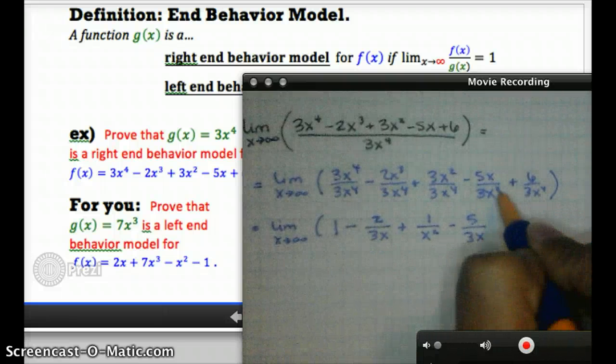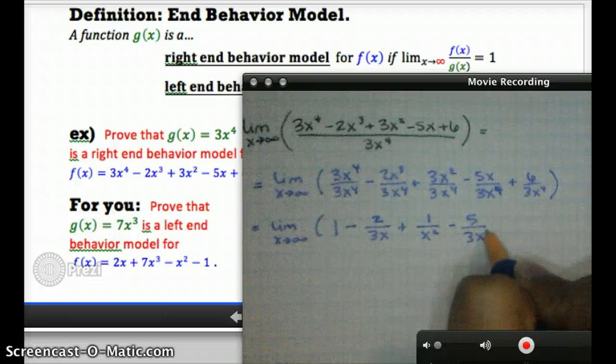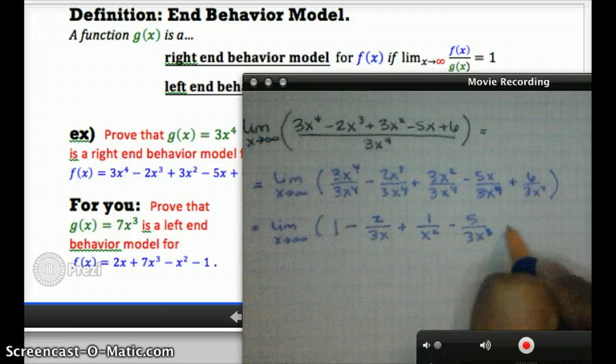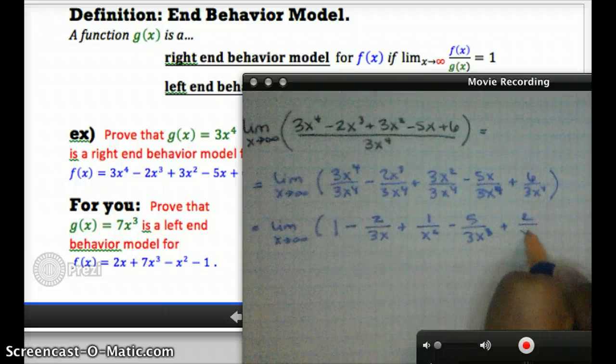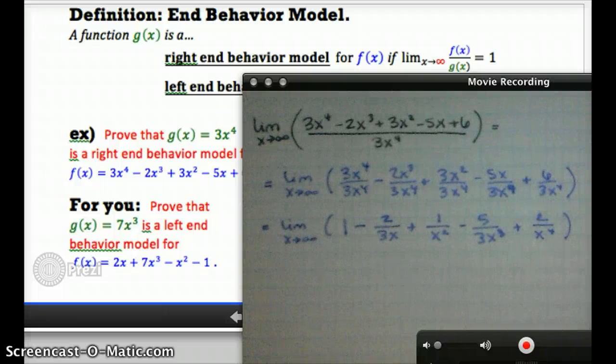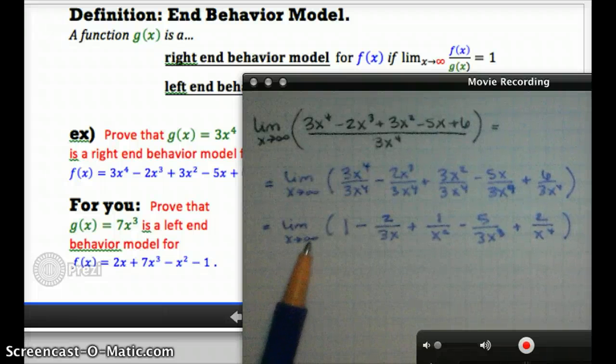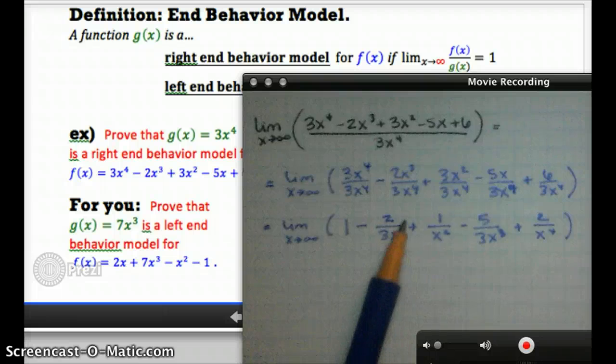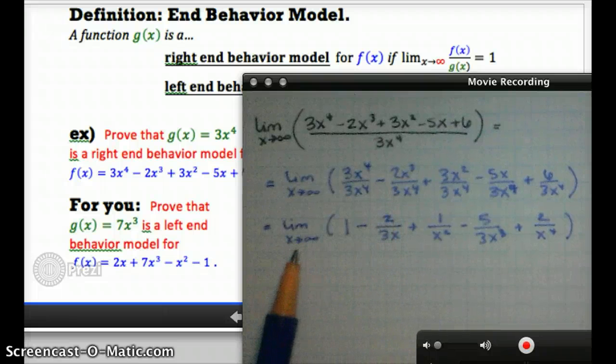And oh, this should be x to the fourth right there, so this is x cubed. And 6 over 3 canceled to 2 over x to the fourth. Again, you may not initially see why this is helpful, but let me just point out that we're taking a limit as x goes to infinity.